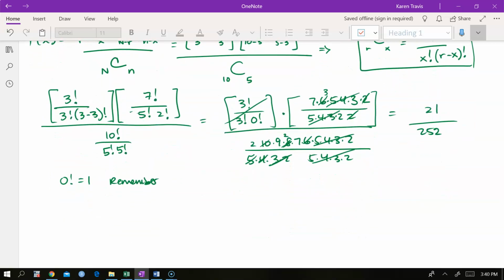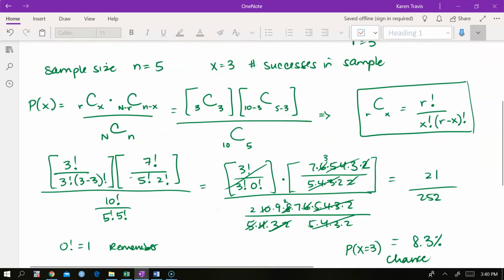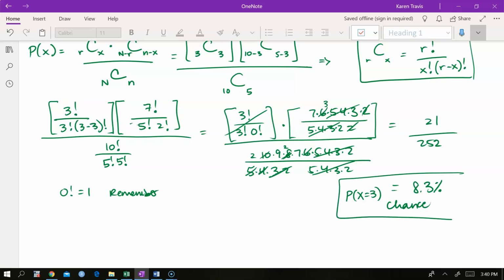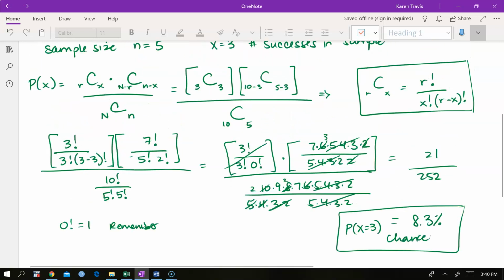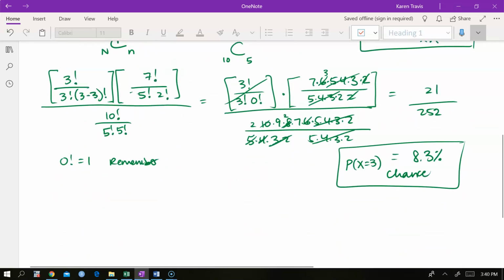So the final answer of 21 out of 252 will become an 8.3% chance. So back to the original problem, there's an 8.3% chance that if 3 of the CEOs are under 60, and then we pick 5 of them, we're going to get all 3 of those. Okay, let's work out the next one, number 2.